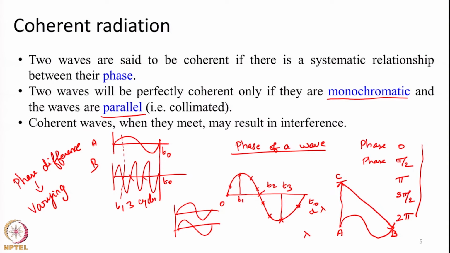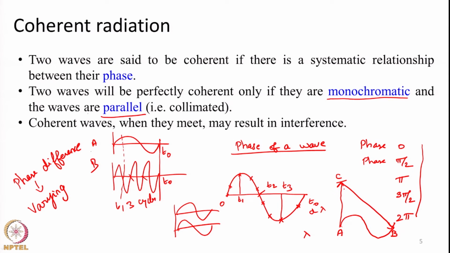coherent at the initial starting point, due to the variation in the path length and the time interval t, they would have definitely become out of phase. Their phase difference, or the phase relationship between them, would have changed. So, two waves will be perfectly coherent only if they are parallel, that is, they are travelling parallel to each other, and only if they are monochromatic.